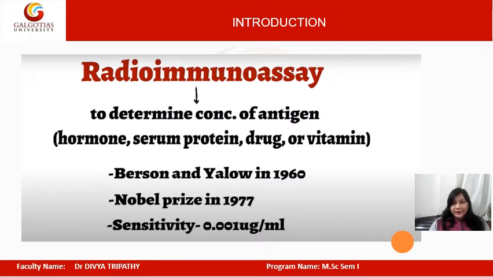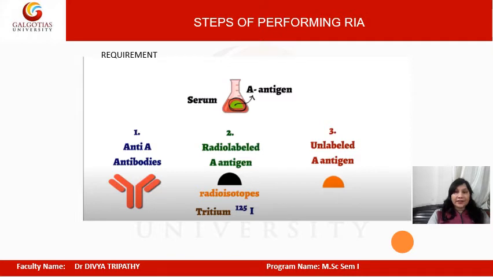So we can summarize radioimmunoassay as a technique, or the immunoassay, that is used to determine the concentration of antigen, for example hormone, serum protein, drug or vitamin, and this is a very sensitive and sophisticated technique. Now let's understand the steps to perform radioimmunoassay. So first of all, we must know the requirements to perform this test. Suppose we have to find out the concentration of a type of antigen in this serum sample. So what are the requirements to perform this test?